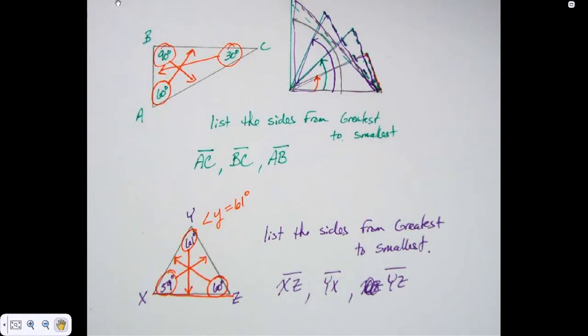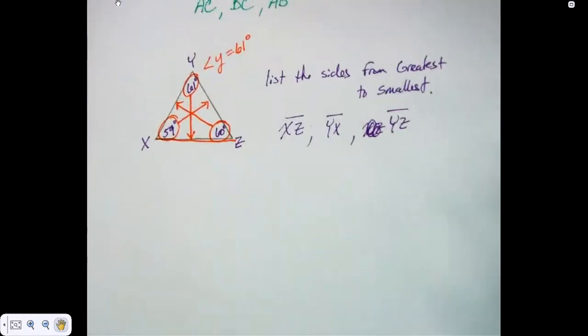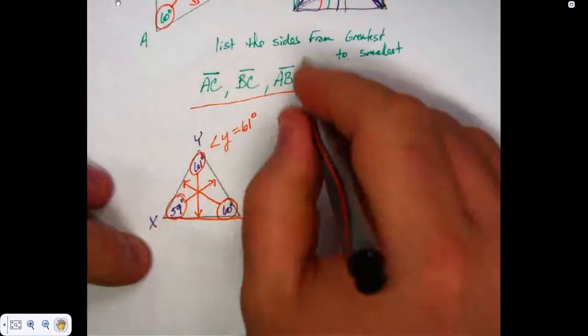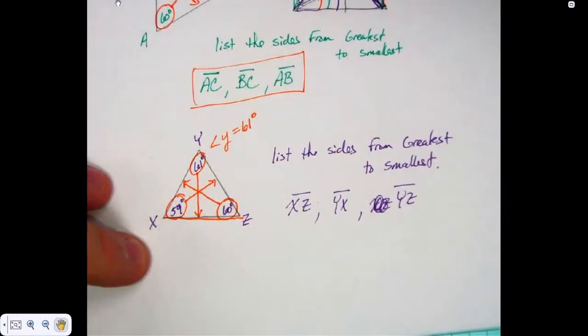Now, they may ask you to list some of these from greatest to smallest or what? Smallest to greatest. You're going to use the angles. Now, will they have us name it that way, like angle Y equals 61? If they want you to list the sides, that's how you have to list sides.